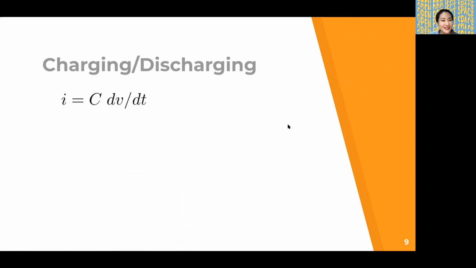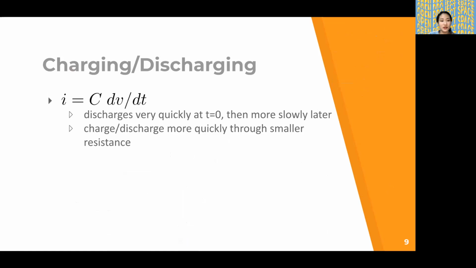All right, let's look at this. Discharging current, I, is equal to C times dV/dt. So as I've said, it discharges really quickly and then more slowly later. How fast your capacitor discharges also depends on how much resistance you have in the circuit.